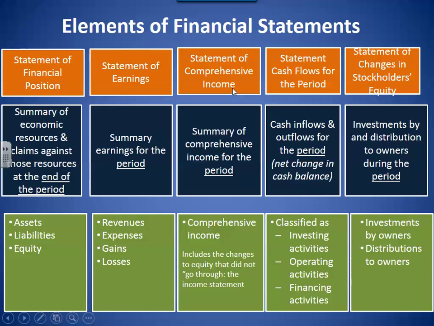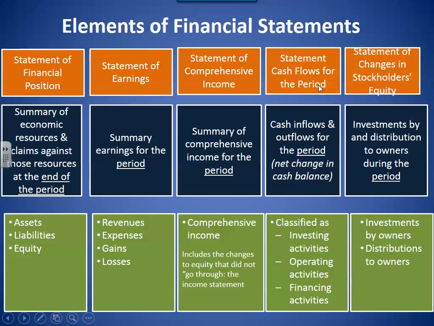The next item that we should provide is what we call the statement of comprehensive income. And it's a summary of comprehensive income for the period, and the major element is comprehensive income. And again, that includes the changes to equity that did not go through the income statement.